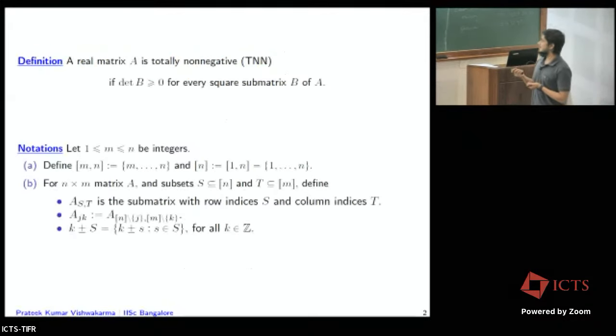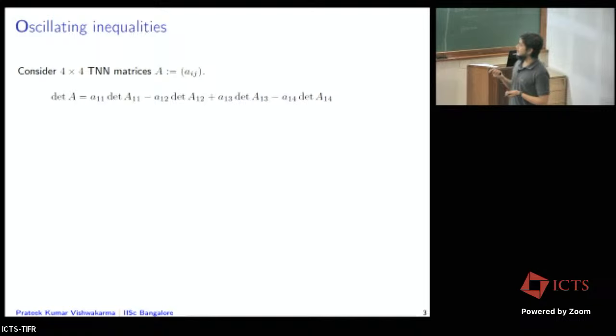Well, Misha has been discussing total non-negativity very extensively, so I'll go through the basic details very quickly. So let's begin. We know that a matrix is called totally non-negative if all of its minors are non-negative. In this talk we will use some very standard notation, so let me not read those. As an example of the type of inequalities that we will see today, let me discuss this example.